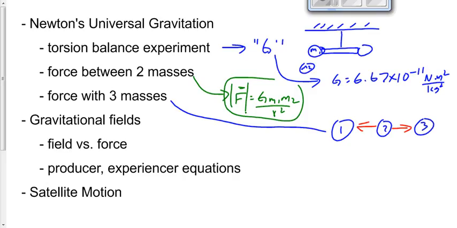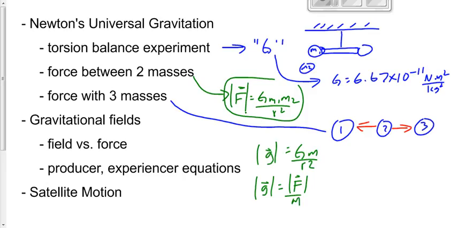The difference between a force and a field. Remember, a force requires a producer and something to experience it, whereas a field, this region in space in which a force of gravity can be felt by an object with mass, only requires a producer. Field requires something to cause it. Force requires something to cause it and something to feel it. Of course, we have 2 equations that go along with it. There's the producer equation, Gm over r squared, and we have the experiencer equation, which is F over m.